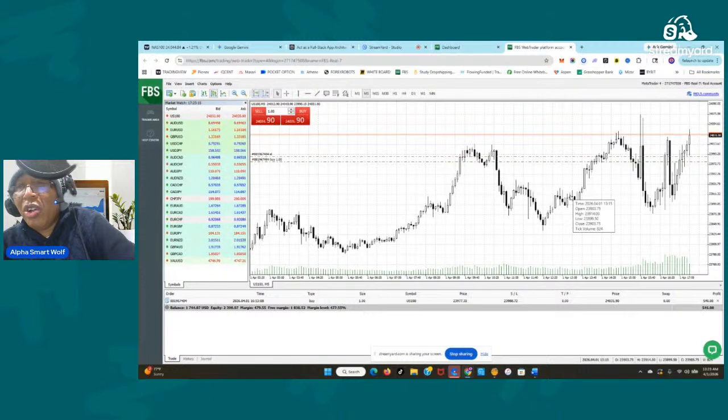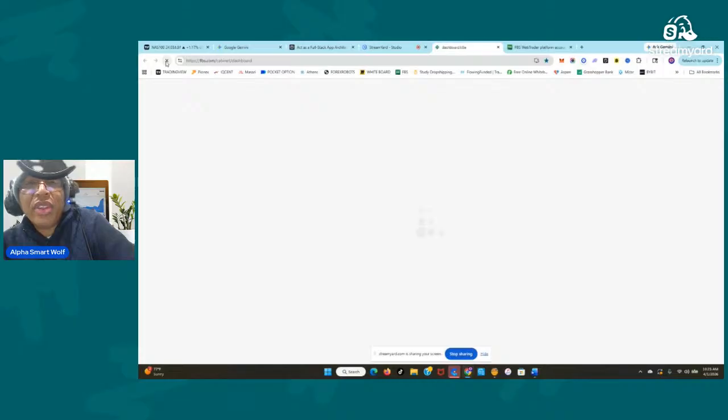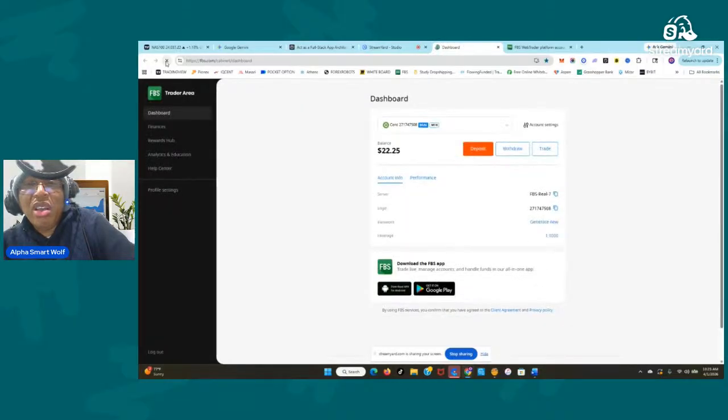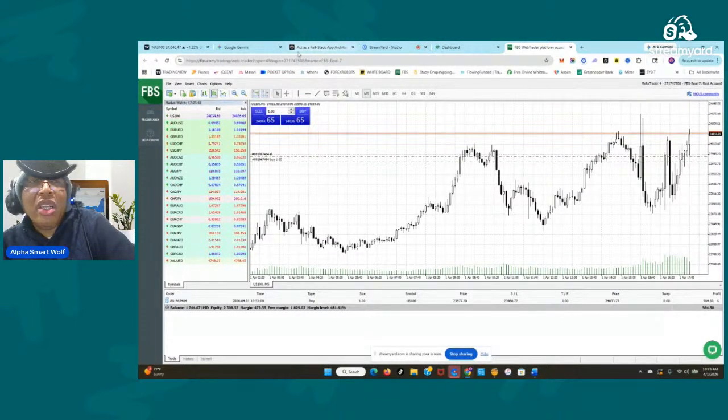So now if it comes crashing down, we will still be at this 1736. I'm just refreshing this to make sure it's showing the exact. So right now, if we close the trade, we will be at 22.25. That's where we started earlier today. So we have not really made any progress today so far. We're just going to wait and see.